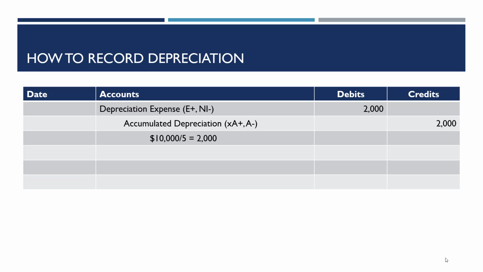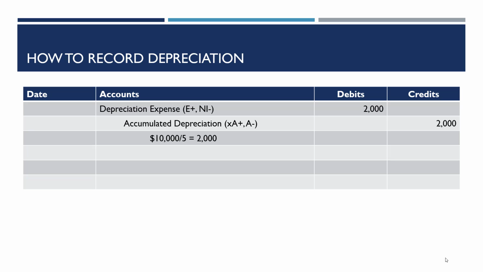Depreciation expense is an expense, so debiting it is going to increase that expense, and it's going to decrease net income. Accumulated depreciation is something called a contra asset. It's a negative asset, and therefore crediting accumulated depreciation will increase accumulated depreciation, but it will decrease total assets because it's going to offset your assets.